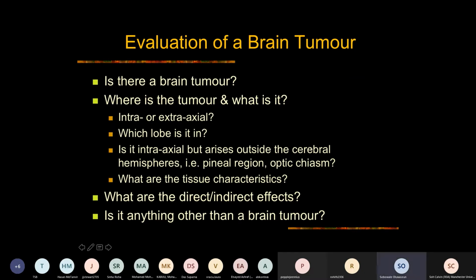If it is intraaxial, is it arising from the cerebral hemispheres, or is it outside, as in from the region of the cranium? And what are the tissue characteristics? Once you've identified the whole lesion, you need to know what the direct and indirect effects on the brain are. So if it's blocking the CSF flow, like a hydrocephalus. And is there anything else other than a brain tumor? Not diagnosing just one lesion is one thing, but you need to make sure that there are no other lesions, to make you think of a differential diagnosis, a complete diagnosis.